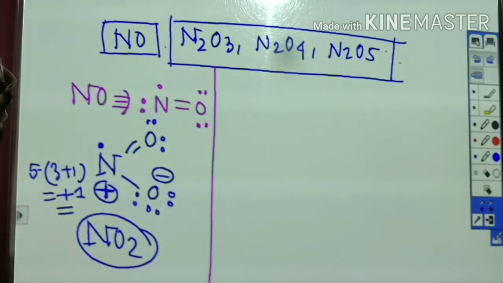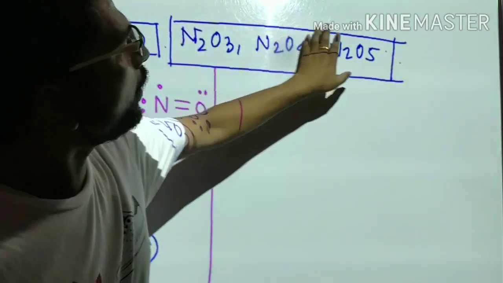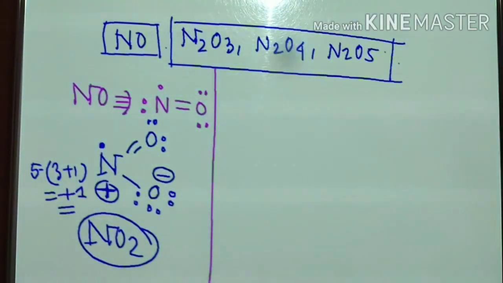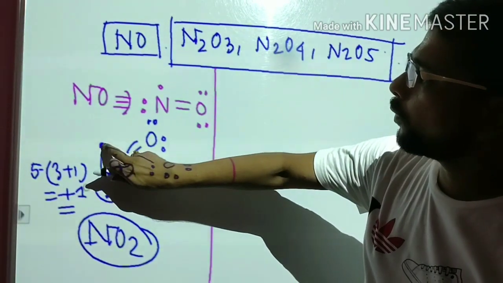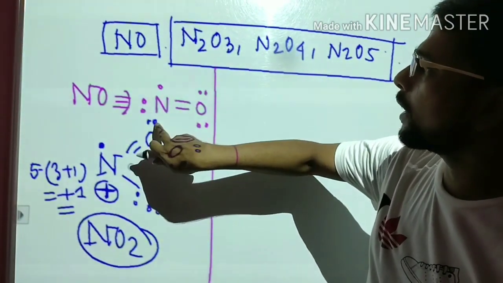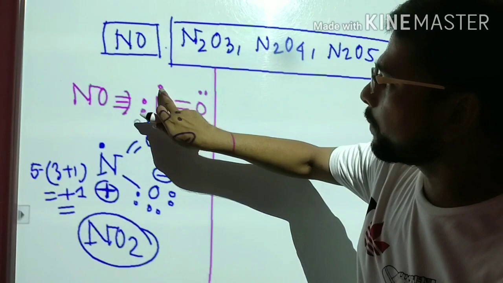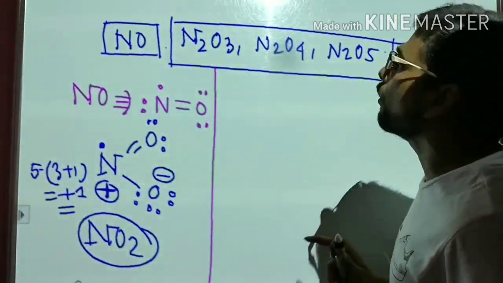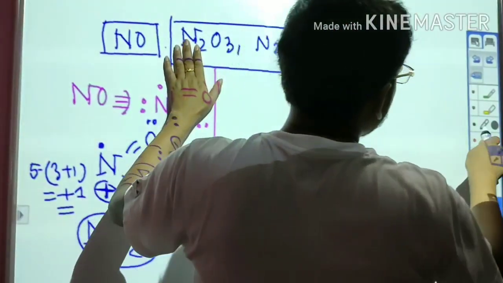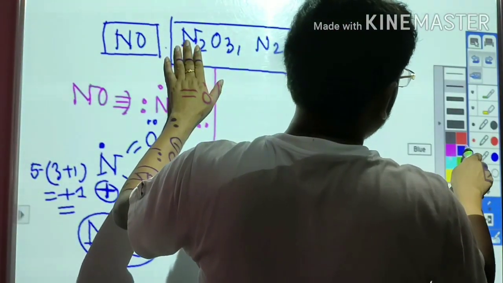Now how can we draw N2O3 or N2O4 or N2O5? I'll show you a simple trick; easily you can draw that. Here one unpaired electron is there, here one unpaired electron. This unpaired electron and this unpaired electron will form the bond. Let me first show you N2O3.